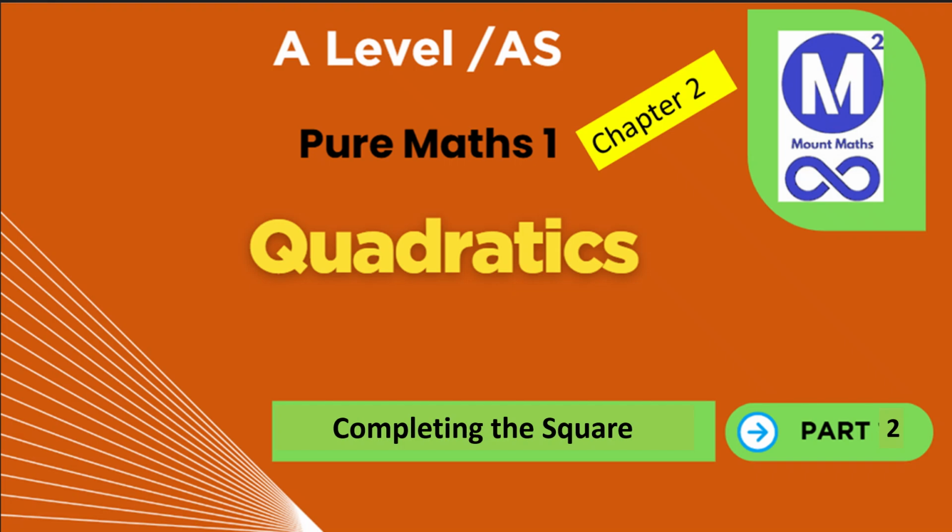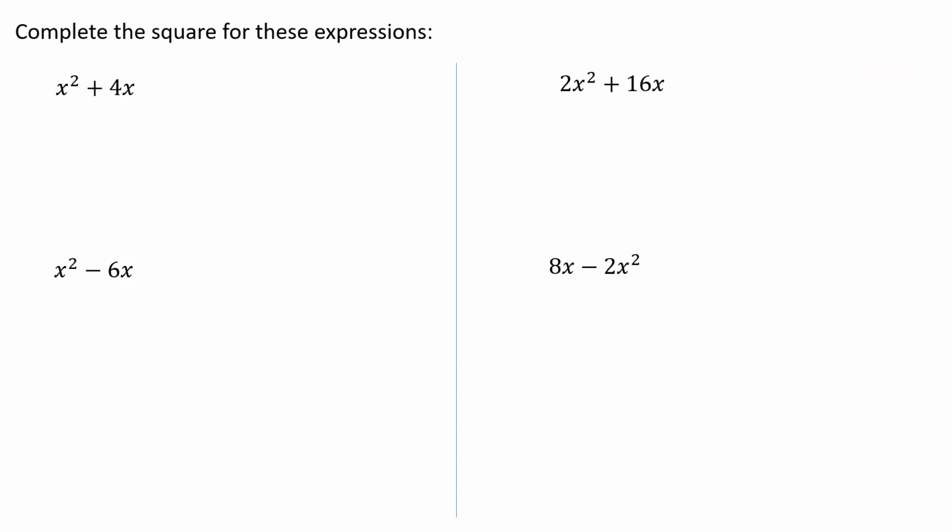In this video, I'm going to do chapter 2 quadratics, completing the square. Complete the square for this expression: x squared plus 4x. So x plus half of the coefficient of x, which is 2, and square it.